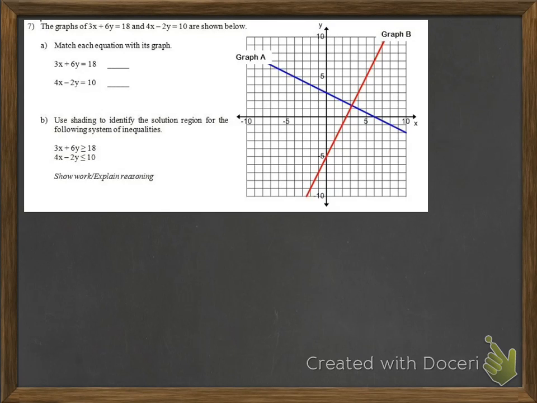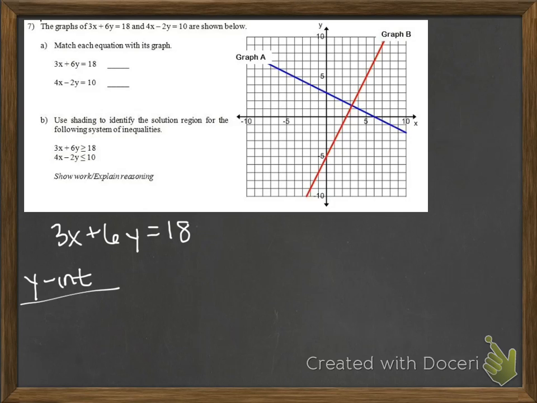Problem 7 is similar to problems 5 and 6 in that we are going to be graphing some inequalities and figuring out what side to shade. In this case, we're going to be doing two lines on the same graph. So the first thing we need to do in part A is determine which equation goes with which line, and we can do that by examining their intercepts.